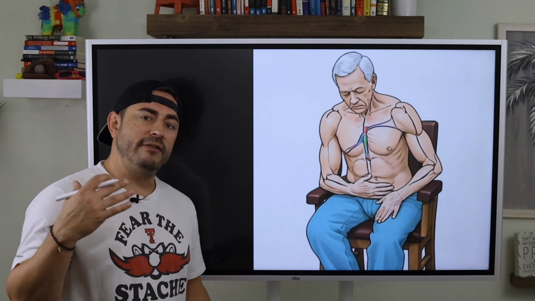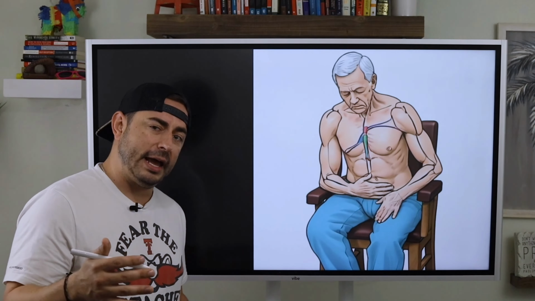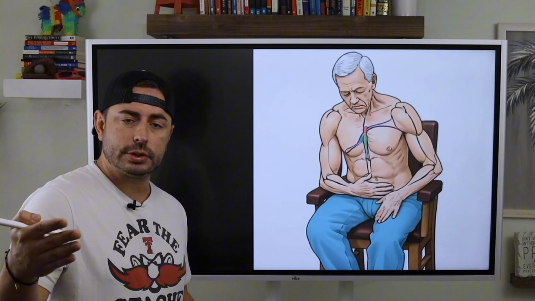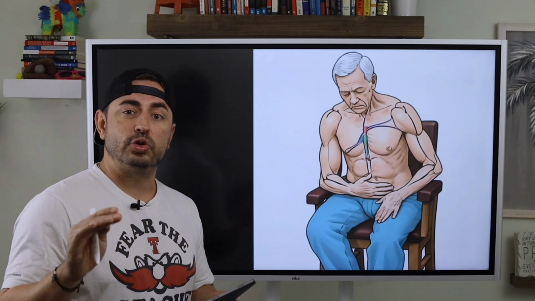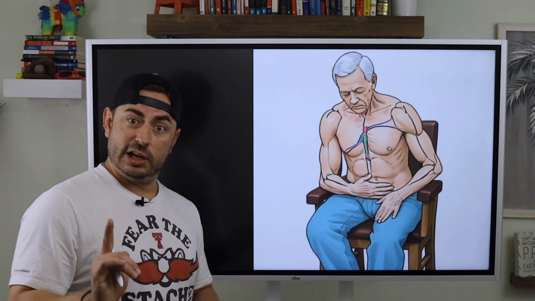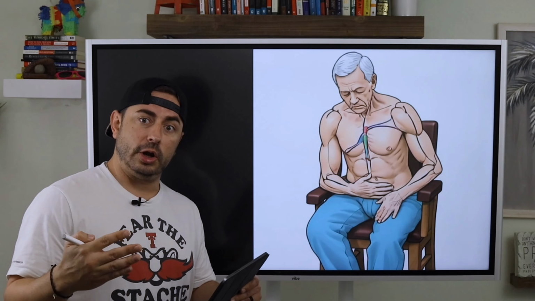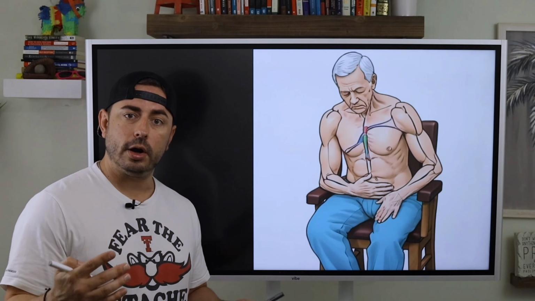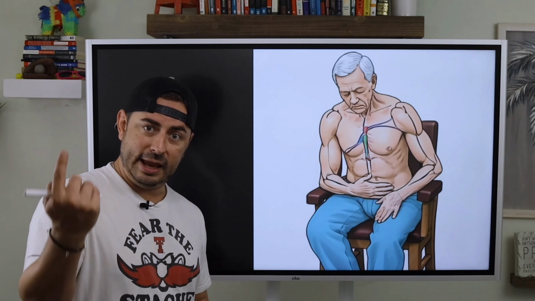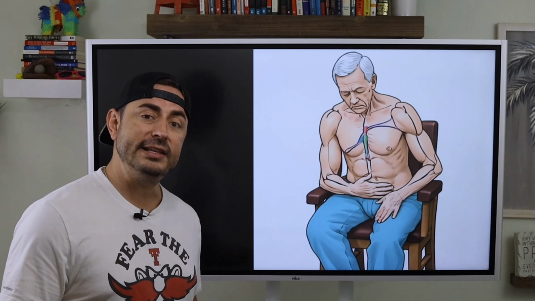So if you're utilizing a bunch of different muscles, even if you were working out, what do you think your nutritional intake is going to be? It should go up, right? You're increasing your metabolic demand, you're working your muscles even harder, so you should be increasing your nutritional intake.